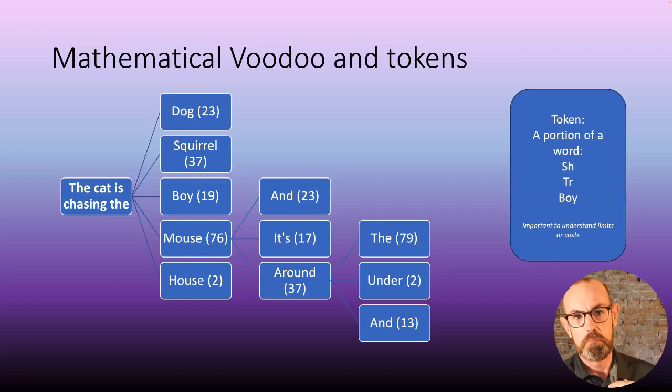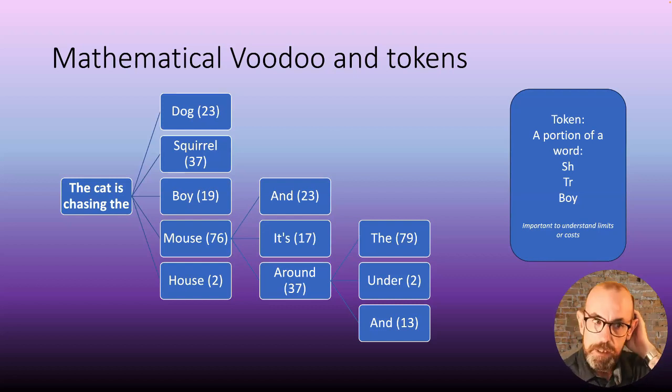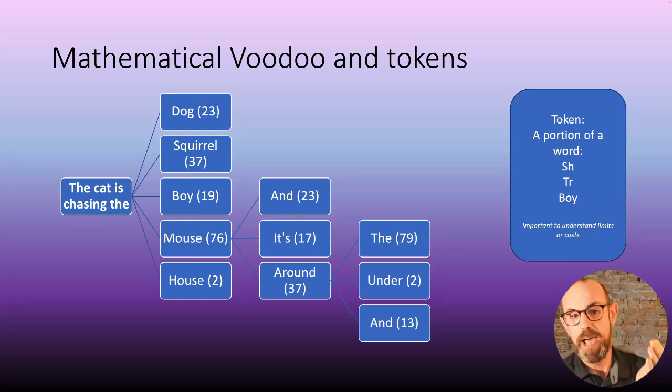It's using mathematical voodoo, which not only will I not go into here, I am ill-equipped to talk about. I am not an AI or machine learning expert. I'm an agile coach who's trying to leverage this for the things that I'm trying to do. So I've put some example weightings in here. The cat is chasing, and the math says the most likely answer is mouse.